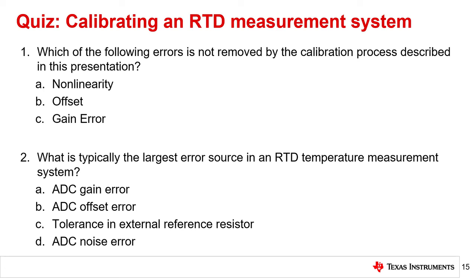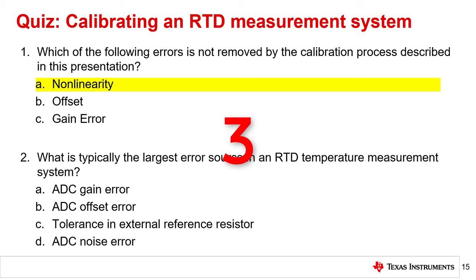Question 1. Which of the following errors is not removed by the calibration process described in this presentation? The correct answer is A, nonlinearity. Question 2. What is typically the largest error source in an RTD temperature measurement system? The correct answer is C, tolerance in the external resistor.